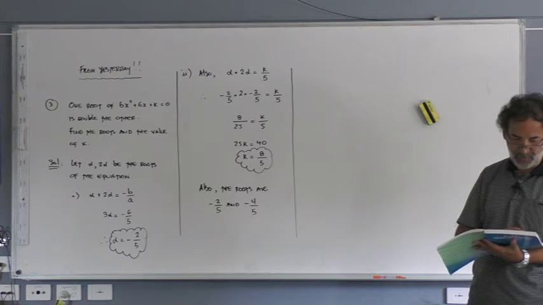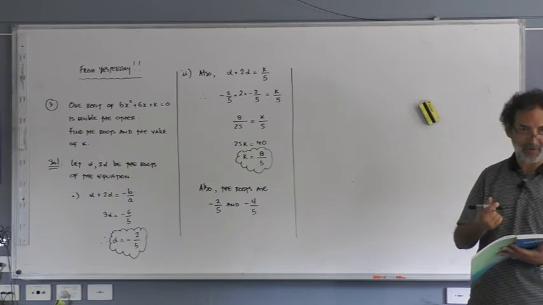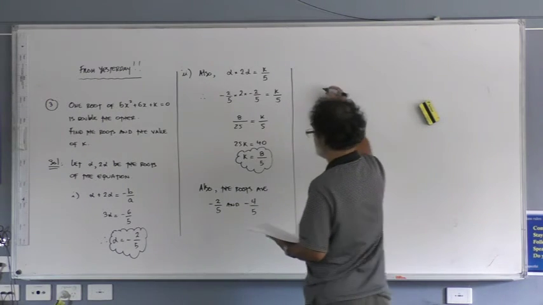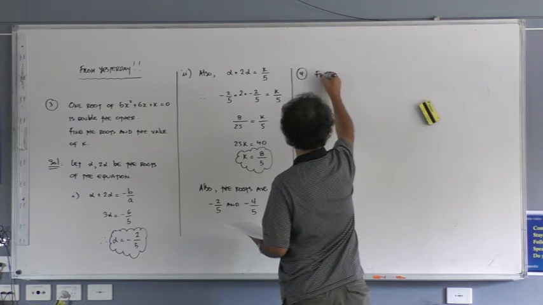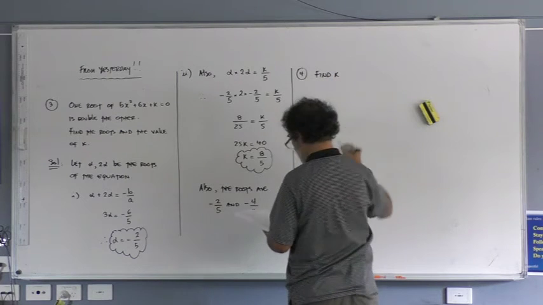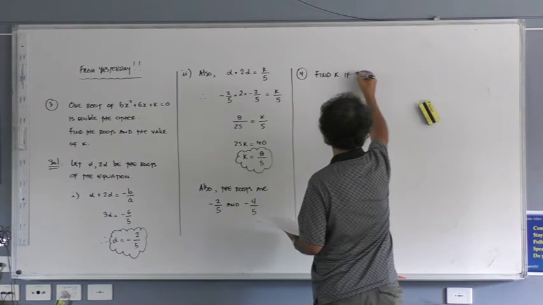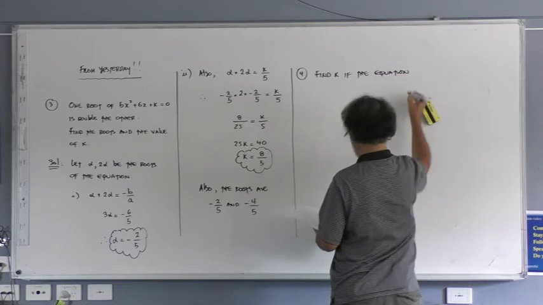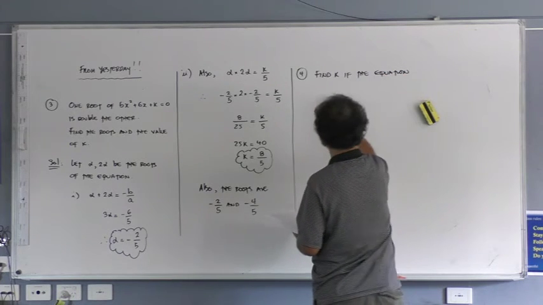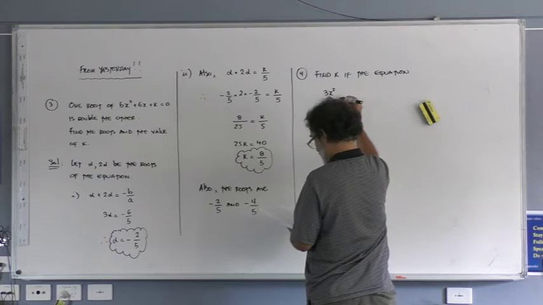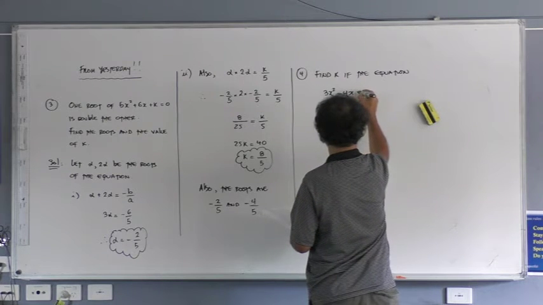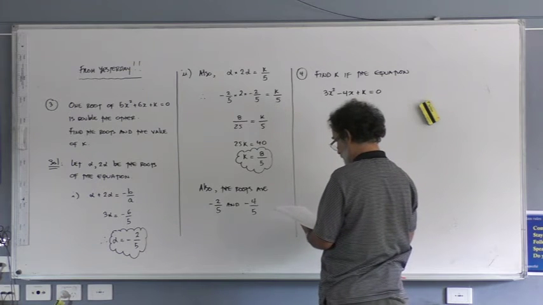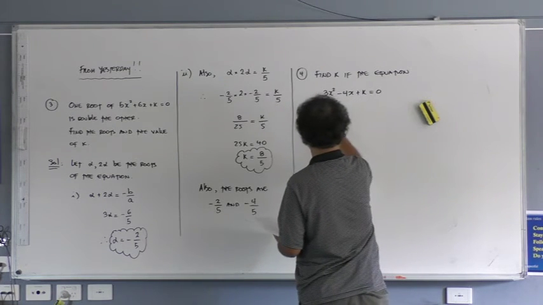But before we do the very hard one, I'm going to give you an easy one for practice. So this is question 4. Find k if the equation 3x squared minus 4x plus k equals 0 has equal roots.